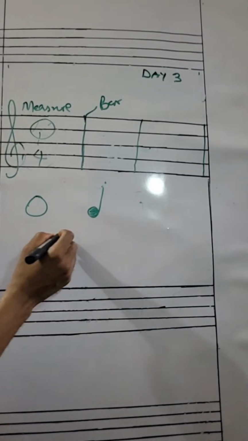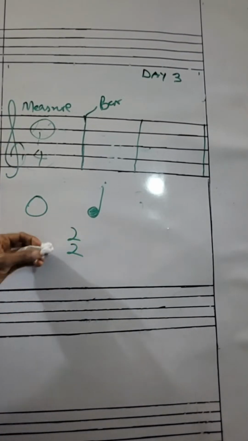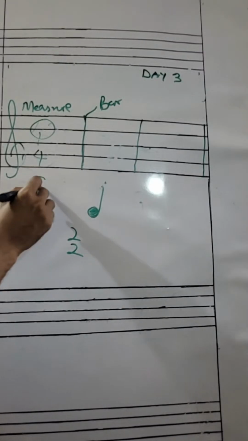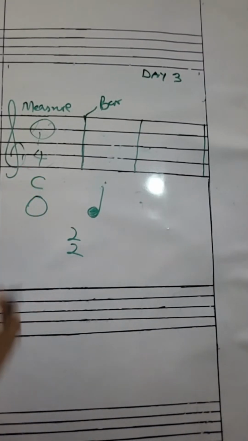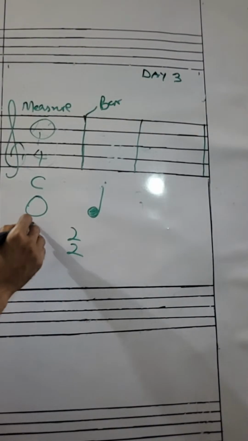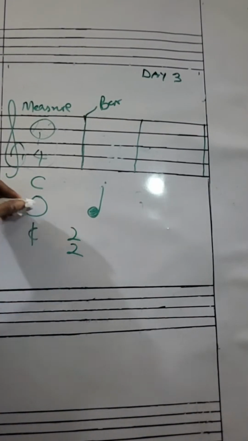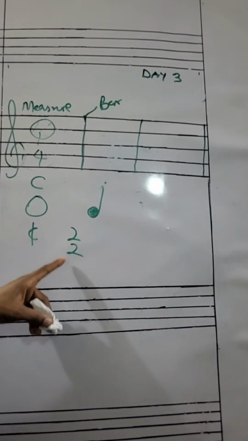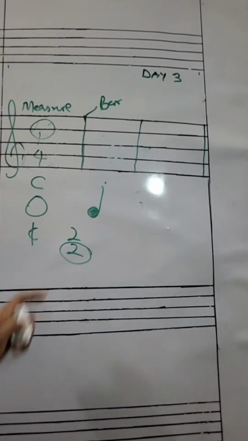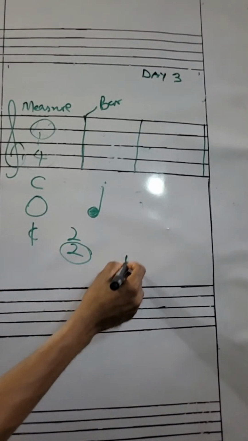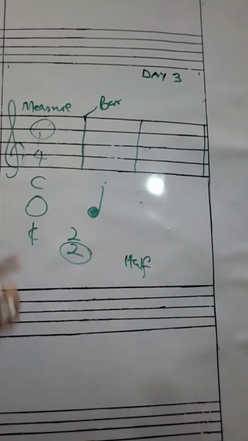Now the 2-2 time signature. Yesterday we established that the 4-4 is for common time. Your 2-2 time signature is also for your cut time. You're cutting the 4 into 2. So that is why it's called cut time. Now if you see a 2-2 time signature, the number below is for your half note. So that means your half note is taking one count in a 2-2 time signature. Don't forget, your half note is taking one count in a 2-2 time signature.